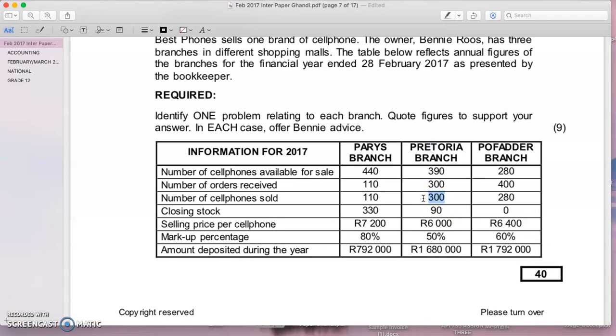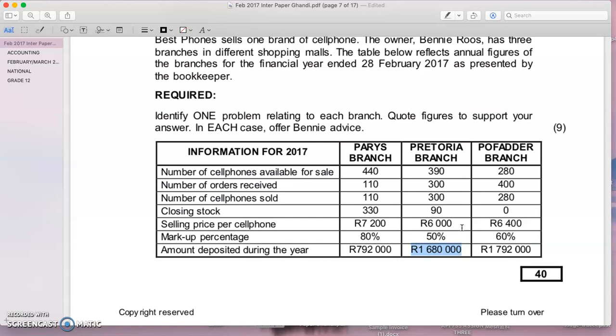Now we're looking at the Pretoria branch, and I can see that we sold 300 phones, and we sold each of these for 6,000 Rand. That means we should have had total sales of 300 cell phones times 6,000, 1,800,000. That's the amount we should have deposited, but we only deposited this amount. And what does that mean? That means we have missing cash of 120,000, the difference between what we should have had and what we deposited. So there's actual cash missing, and that's a big problem.